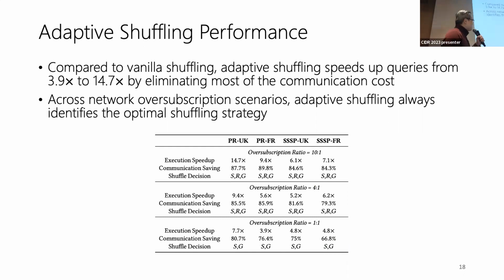All right, I have one more minute, so I'll try to wrap this up really quickly. This slide provides some additional evaluation results. The main takeaway is that we get up to 14x performance improvement. And for different subscription ratios, the adaptive algorithm can choose to do shuffling in a different way, kind of validating the approach.